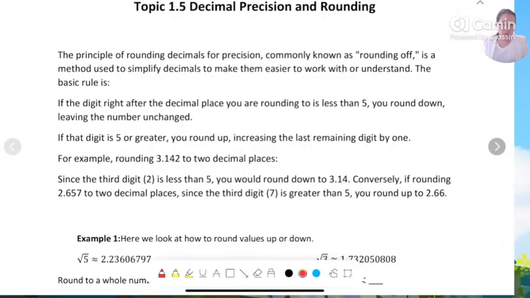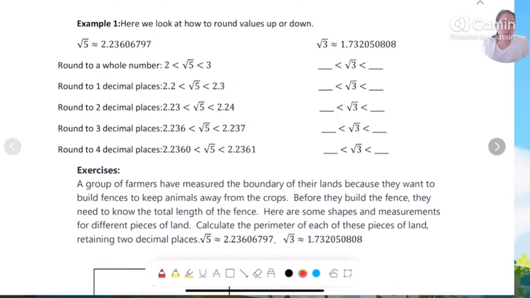Topic 1.5. Let's talk about decimal precision and rounding. Example 1 shows us how to see which two decimal places an irrational number falls between with various degrees of precision, and we will do the same for the square root of 3. Since the square root of 3 is approximately equal to 1.732050808, we can do the same thing with the square root of 3.